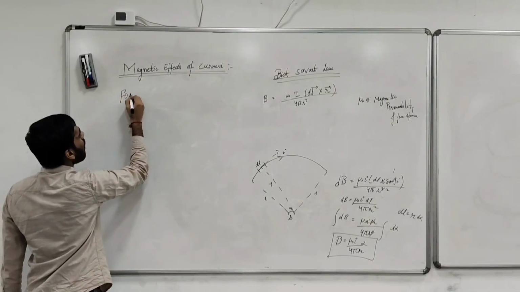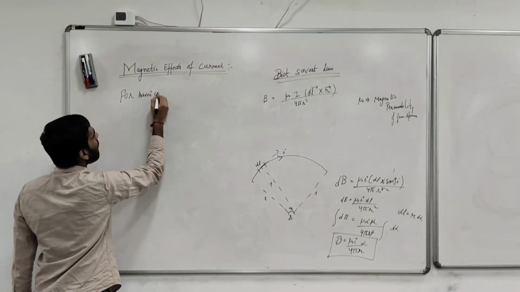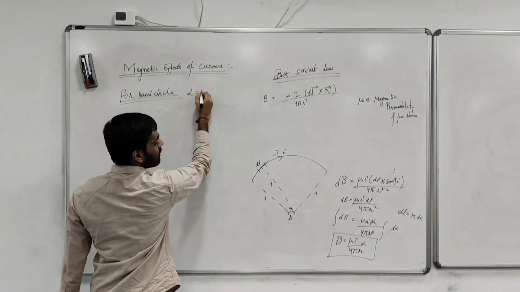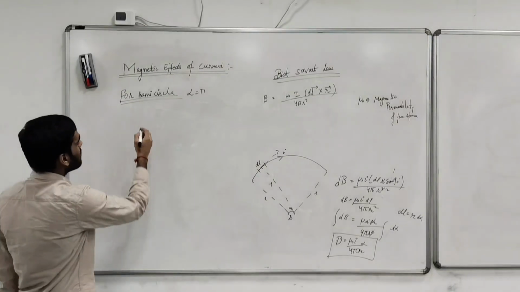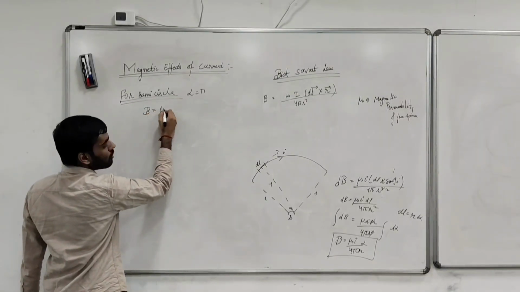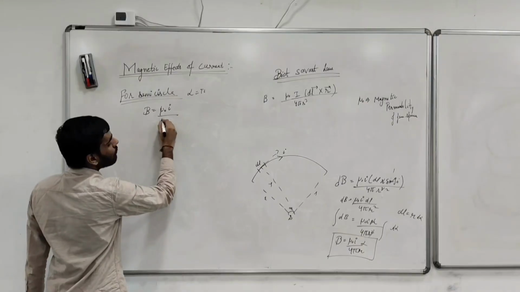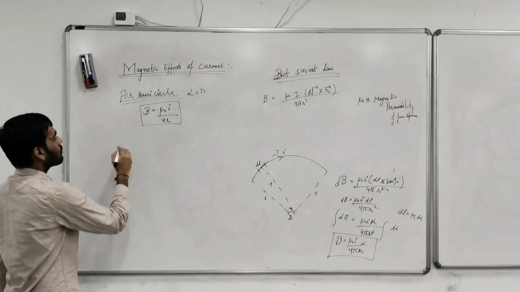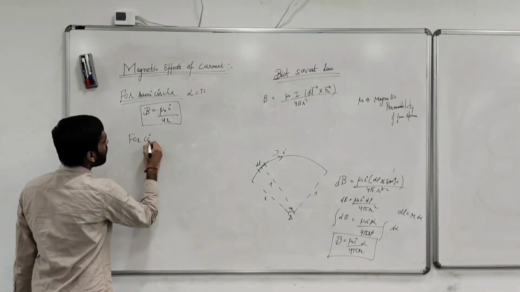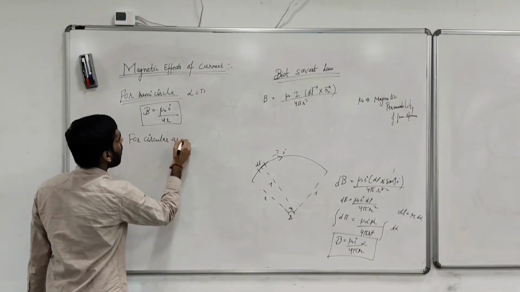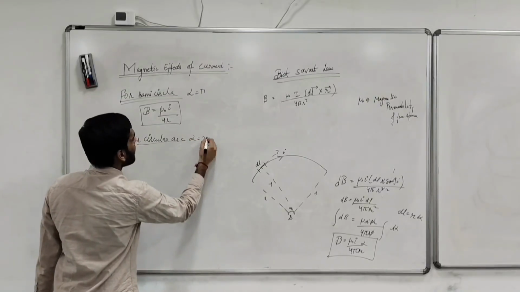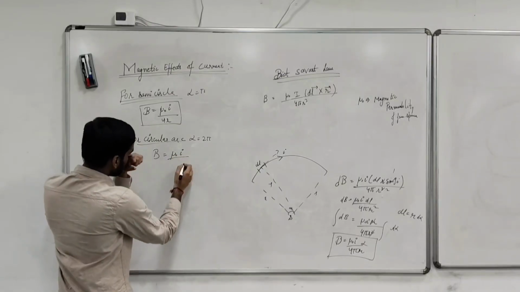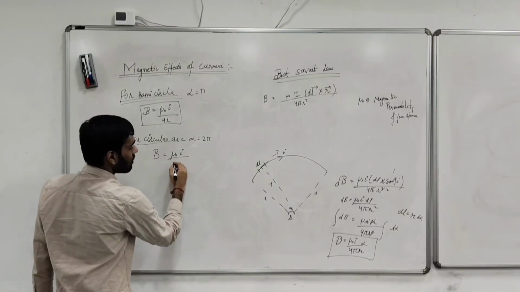For a semicircle, alpha is equal to pi, so the magnetic field turns out to be mu naught I by 4r. For a circular arc, alpha is equal to 2 pi, so the magnetic field will be mu naught I by 2r.